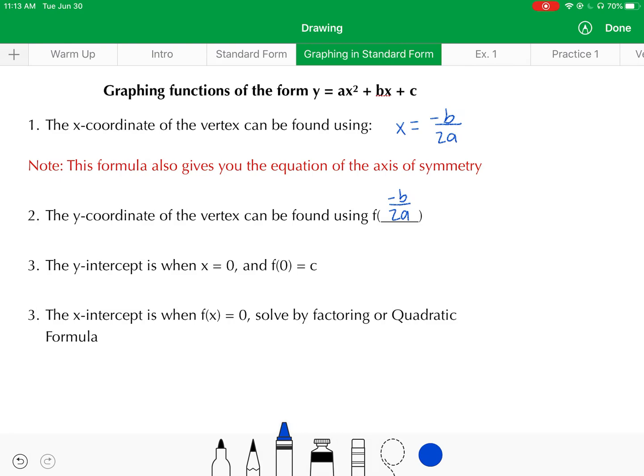Then you're going to locate the y-intercept of your function. We know y-intercepts are when x equals 0, so if we evaluate the function at 0, that gives us the c value. The constant of our function will always be our y-intercept. Then lastly, we're going to find our x-intercepts. Our x-intercepts are when y equals 0, when f of x is equal to 0. We can solve that either by factoring or by using the quadratic formula.